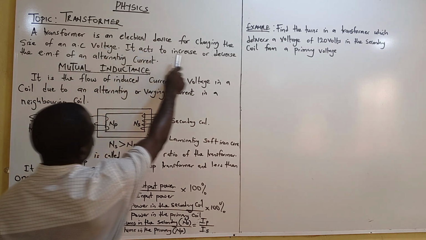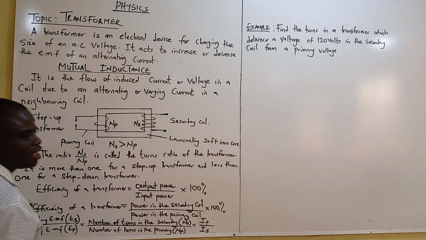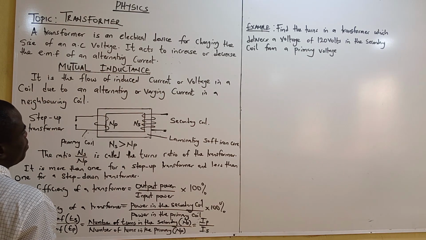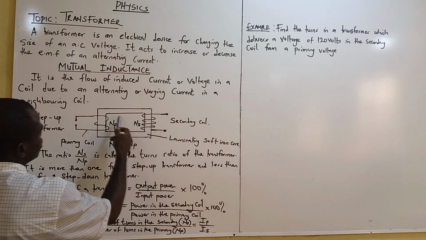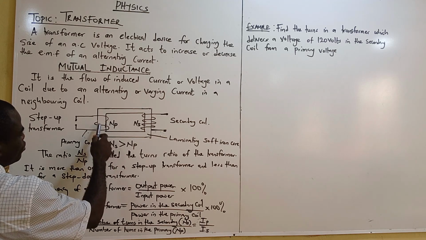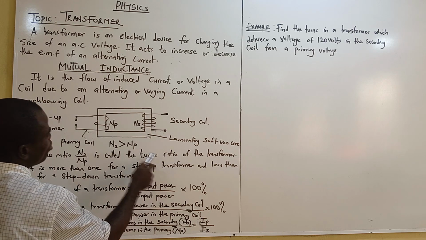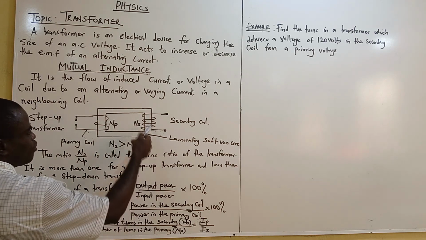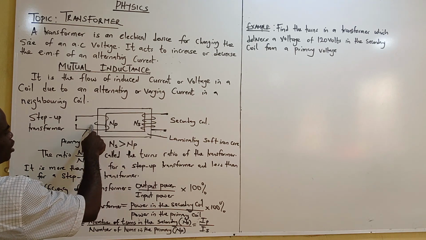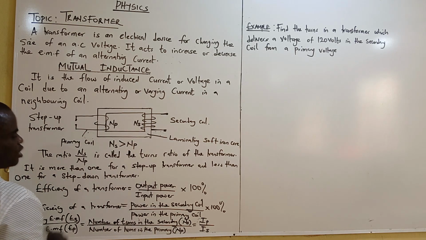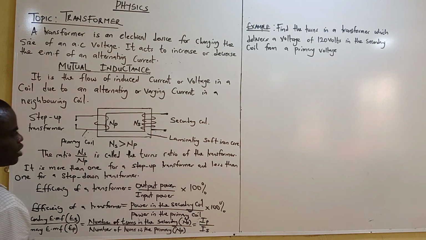A transformer is an electrical device for changing the size of an AC voltage. It acts to increase or decrease the EMF of an alternating current. Now, if you want to decrease the AC voltage, you have more turns in the primary and fewer turns in the secondary. That's a step down transformer. But if you need more voltage, you have more turns in the secondary and fewer turns in the primary. Is that okay? That's a step up transformer.